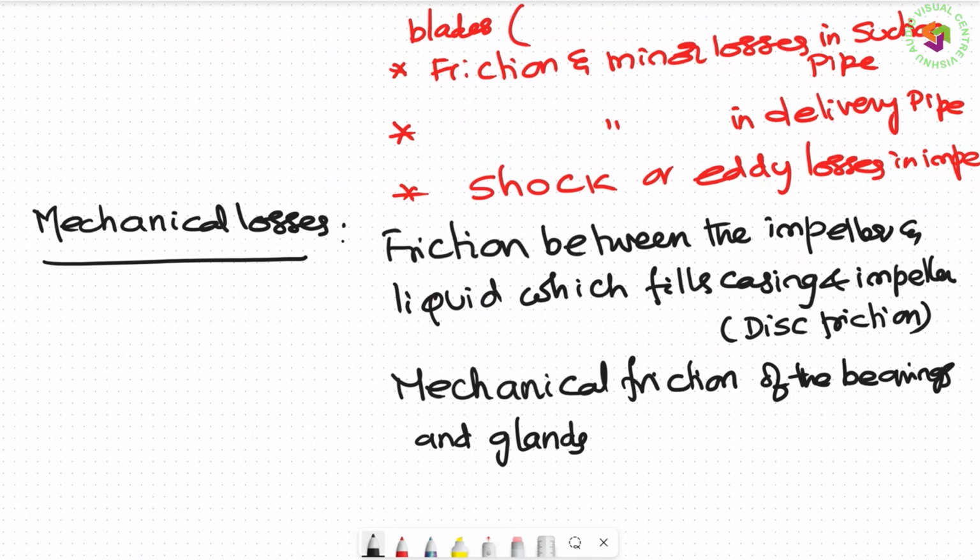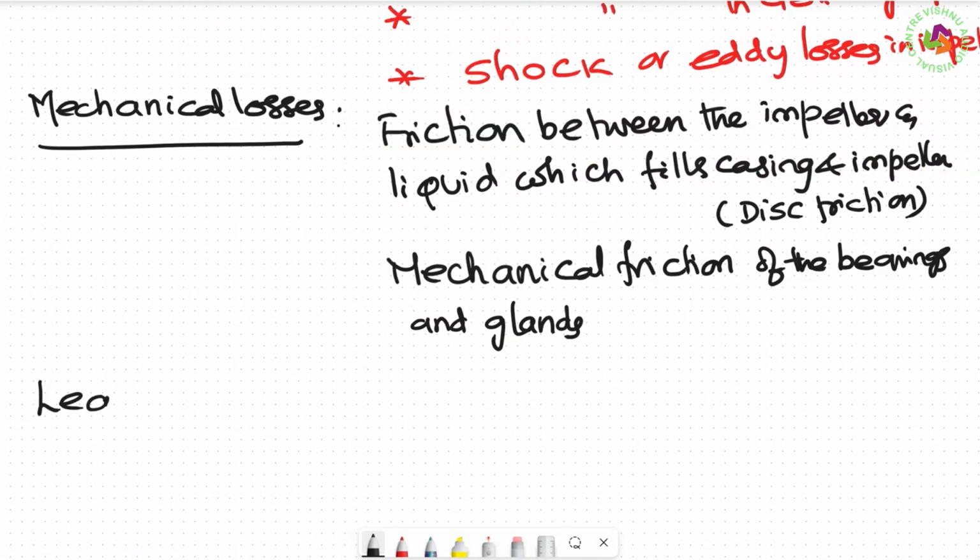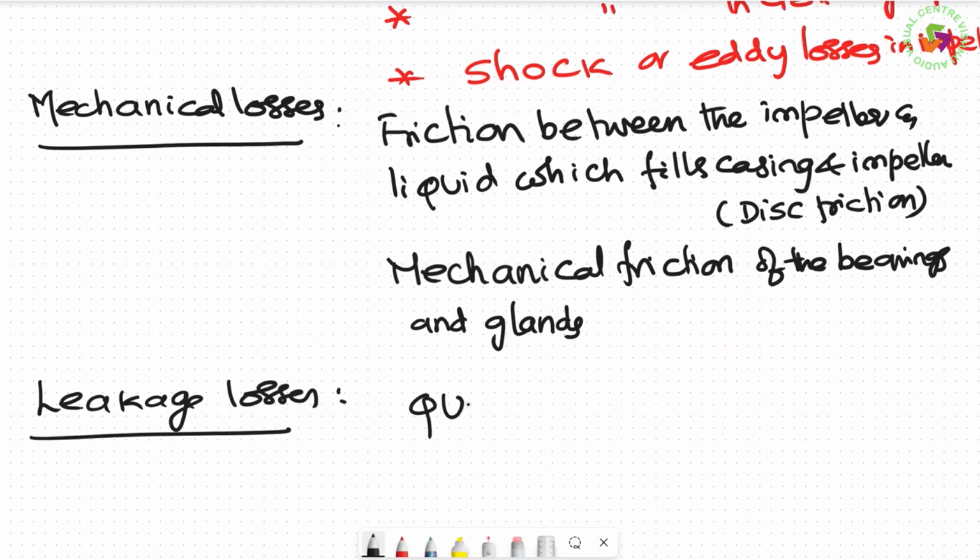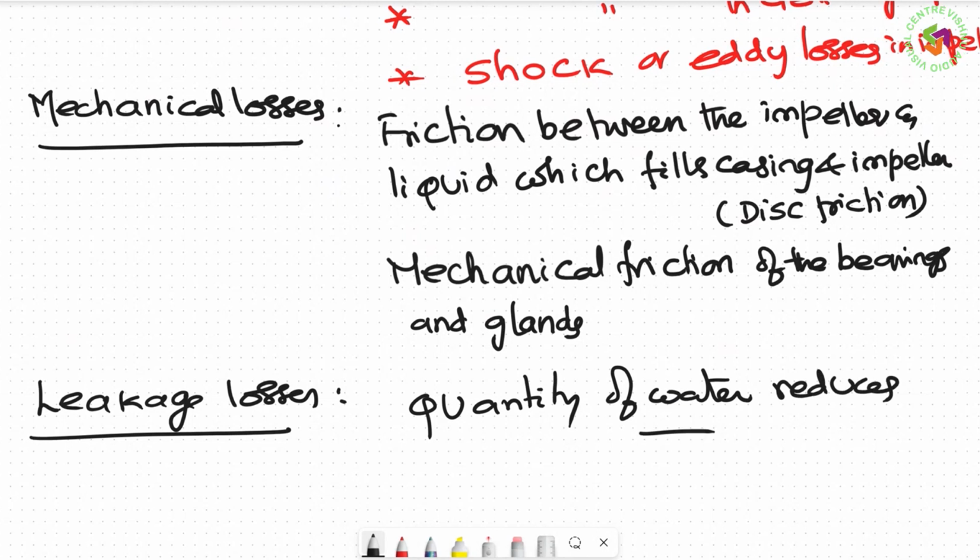Then the leakage losses. If at all anything is there, the quantity of water is being lost. That is what we call leakage. Leakage is something where we are losing the water, the quantity of water reduces. So this is the third.